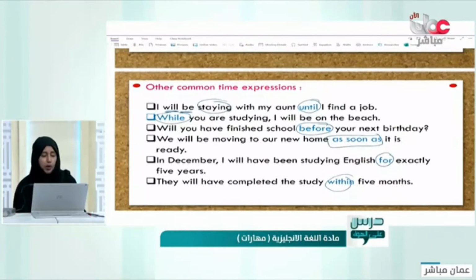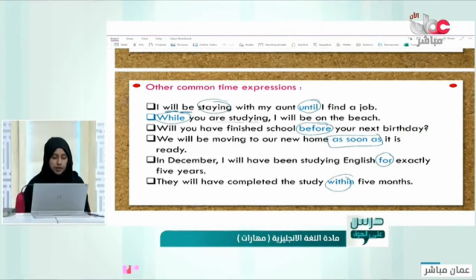The second one: while you are studying, I will be on the beach. So here again, we have time. While you are studying, so there is a time. You are going to study, for example, for 5 hours, 6 hours, and so I will be on the beach. When you finish, come back. So here, while you are studying, again something in progress, I will be. So here we have two sentences.